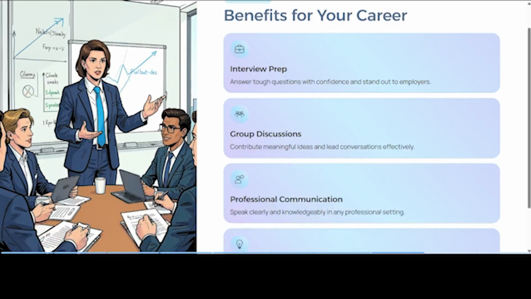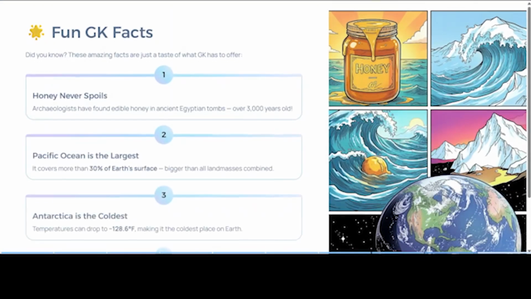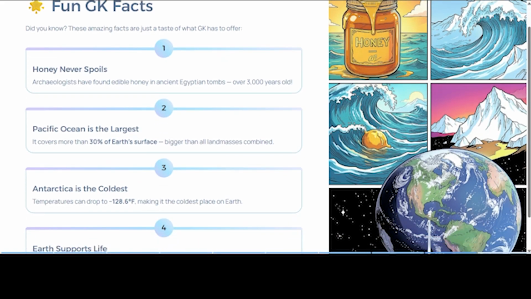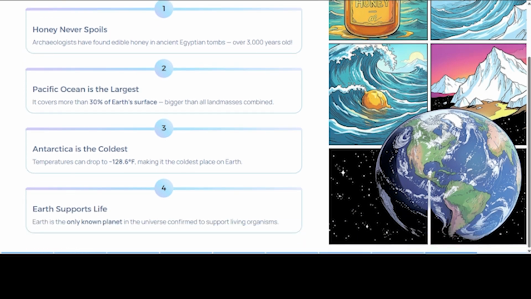Also, I am sharing some fun GK facts. This is quite interesting. Now let's look at some amazing facts. Did you know that honey never spoils? Scientists have discovered honey in ancient Egyptian tombs that is still edible after thousands of years. Also, the Pacific Ocean is the largest ocean on earth, right? Also, Antarctica is the coldest continent in the world, with extremely low temperatures. Also, earth is currently the only known planet confirmed to support life. Amazing, isn't it?